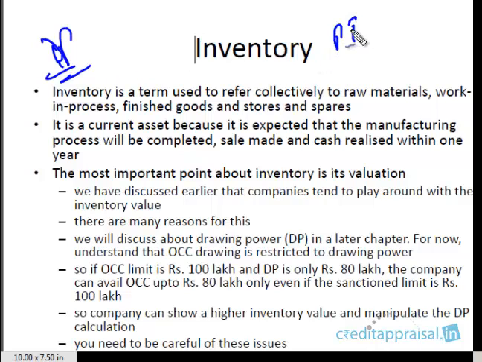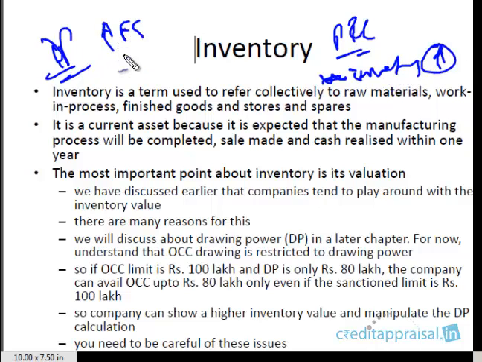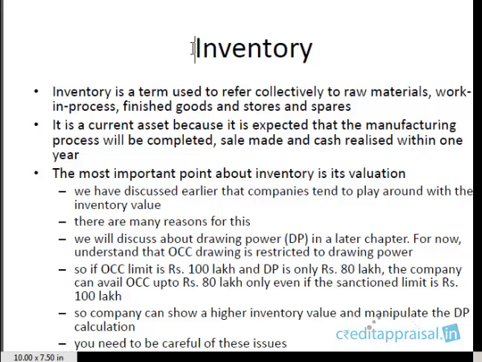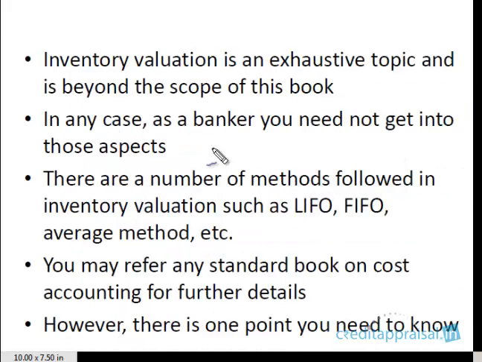In the P&L account, what do companies do? Companies fudge around the inventory valuation to get a higher profit, because if you increase the value of, say, finished goods, you're going to get a higher profit. So these are various things that companies can do with regard to inventory calculation. You need to be very careful about these issues. Inventory valuation is a very exhaustive topic, and this is not the place to discuss it, and you need not get into all of it as a banker.